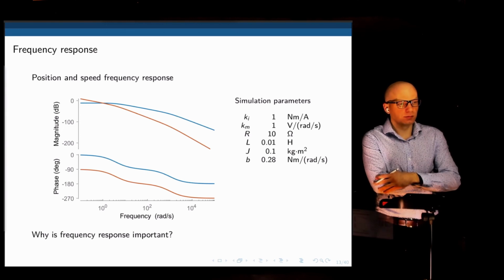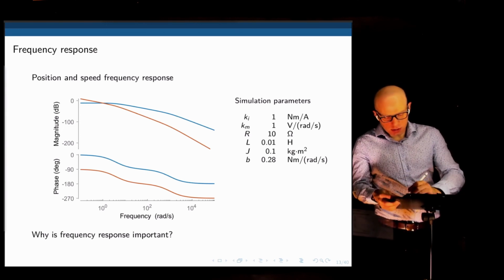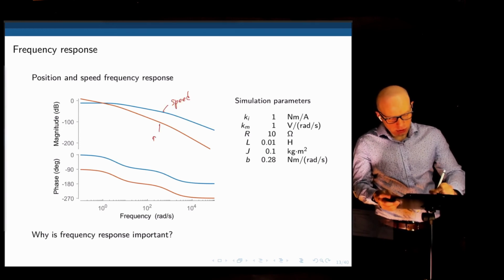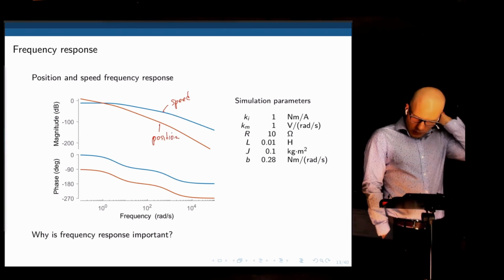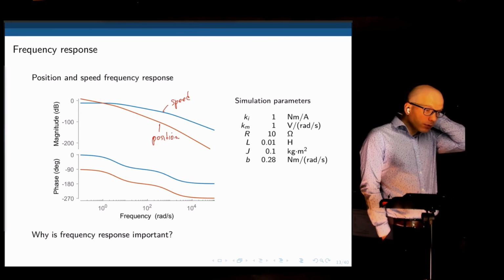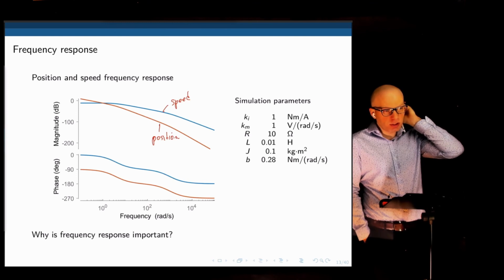The red one is position and the blue is speed. Blue is the speed and red is position. How can we tell? Because at high frequencies, the motor doesn't move much. That would apply to both. Right? But how can we tell that one is position, one is speed?